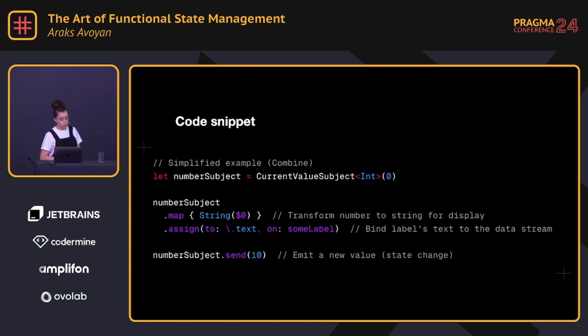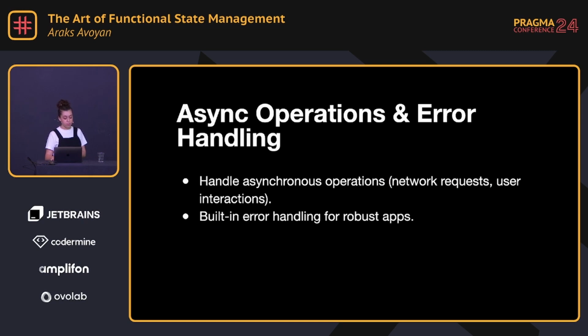Here's a simple example. We define a CurrentValueSubject publisher that emits integer values. We then use the map operator to transform the integer into a string for display. And finally, we use the assign(to:) method to bind the data stream to the text property of our label. When we call send(10), the publisher emits a new value, which is a state change, and the label's text automatically updates to 10 due to the binding.